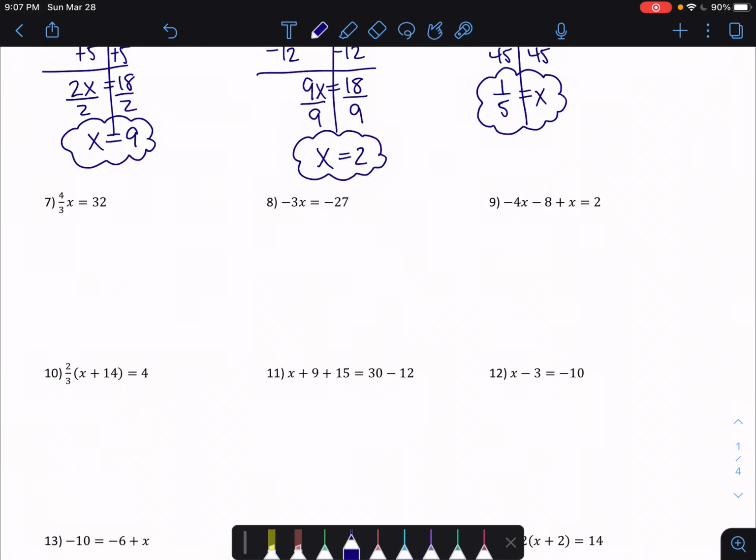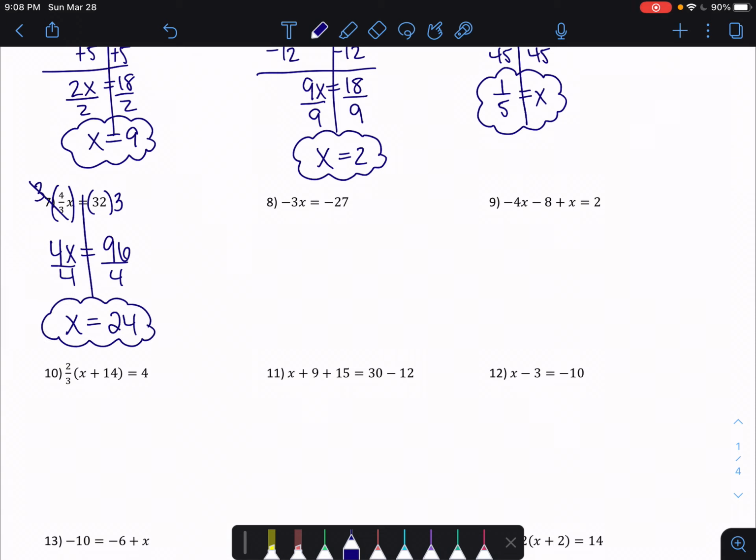In number 7, 4/3 x equals 32. I'm going to multiply by 3 on both sides. So 4x equals 96. Then I'm going to divide by 4 on both sides, and x equals 24. For negative 3x equals negative 27, I'm going to divide by negative 3. So x equals positive 9.